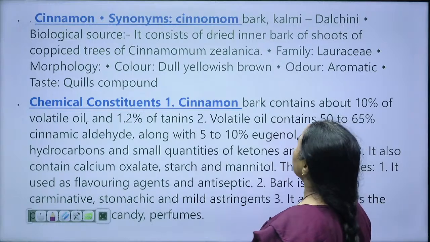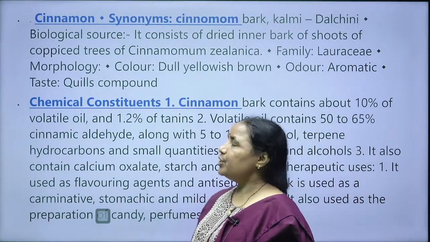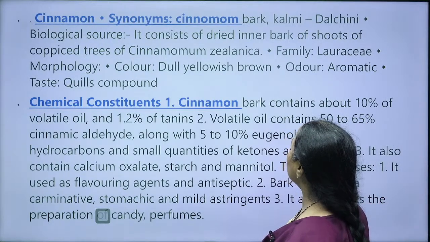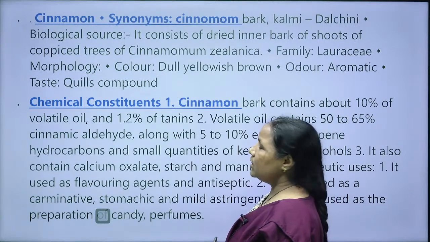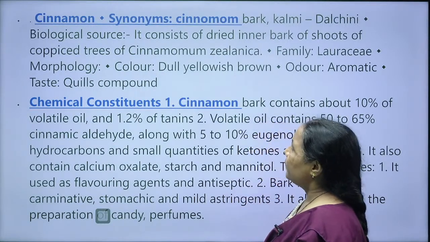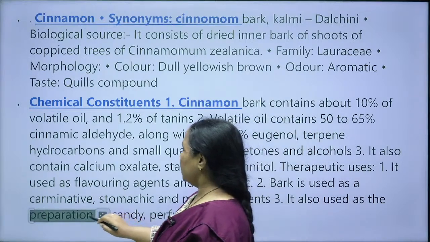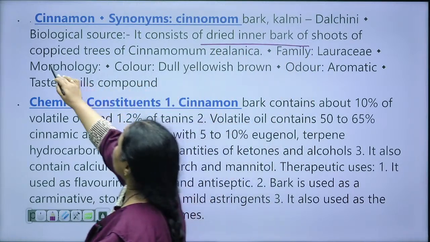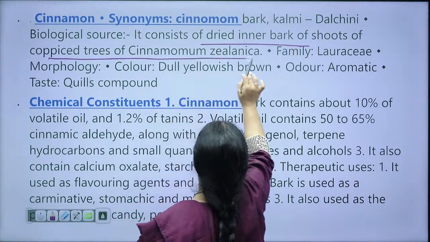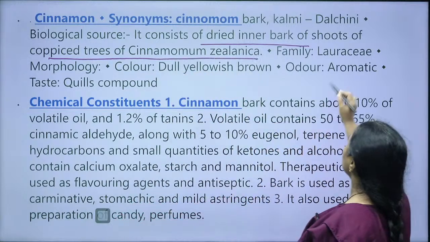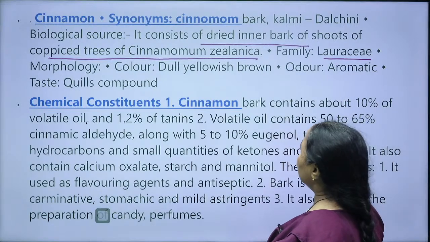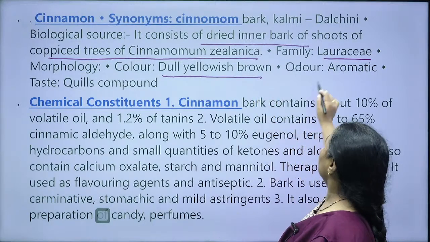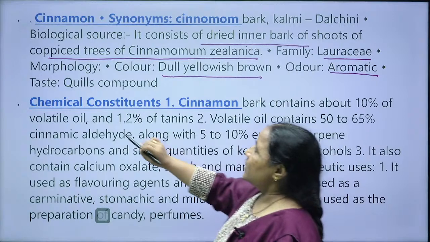Cinnamon. The other name for this one is dalchina chekka in our Telugu language, and the synonyms are cinnamon bark and dalchini, or else it is also called kalmi. The biological source consists of the dried inner bark of shoots of copper trees of Cinnamomum zeylanicum, which belongs to the family Lauraceae. The color is dull yellowish brown, the odor is aromatic, and the taste is sweet. The bark occurs as quills.